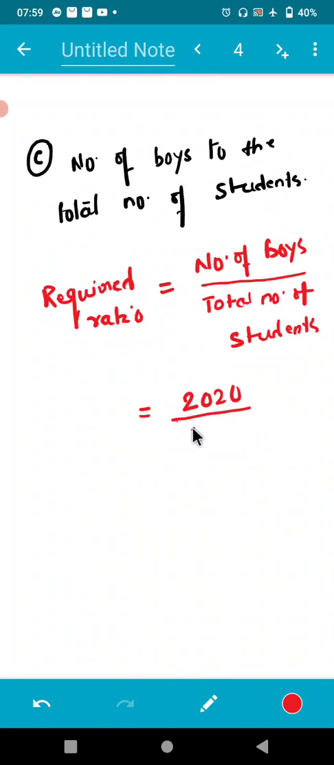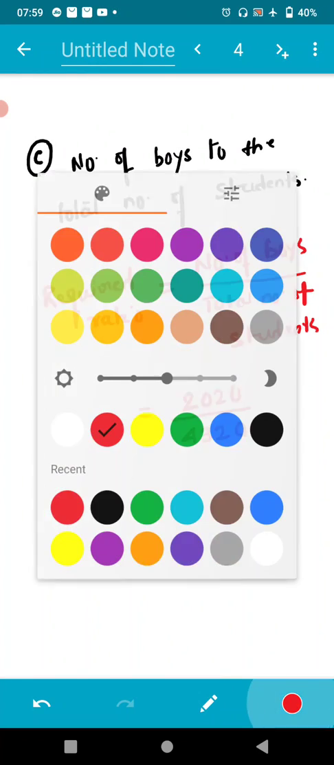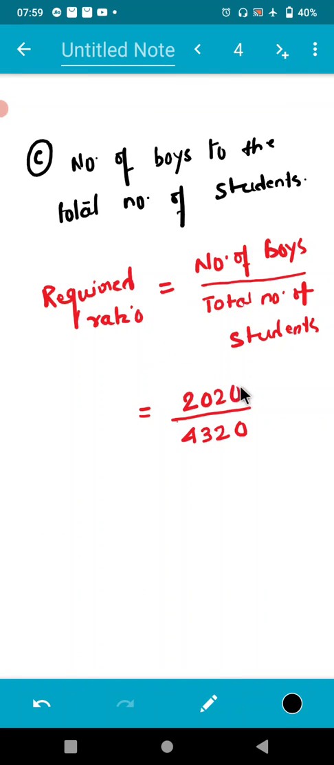Total number of students given in the question is 4320. Now let's reduce this. We'll first reduce these two zeros. Now reduce by 2: 101, and this would be 216, isn't it? Can we reduce these two numbers further? Let me check. I guess no. So this is your required ratio, 101 is to 216.